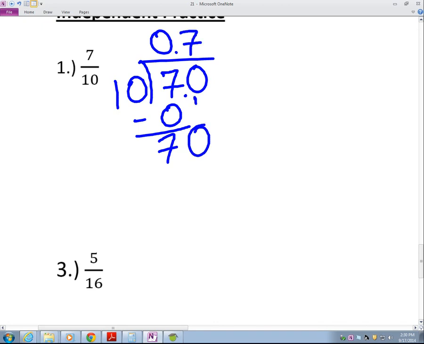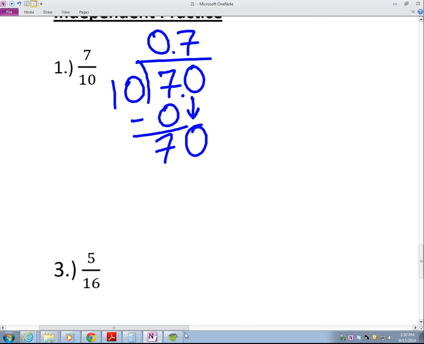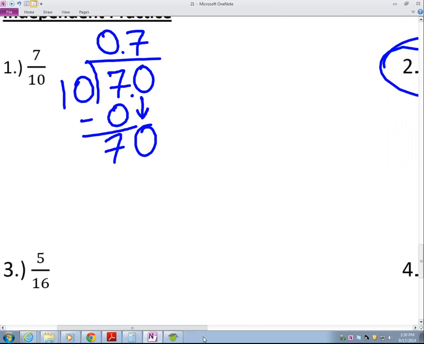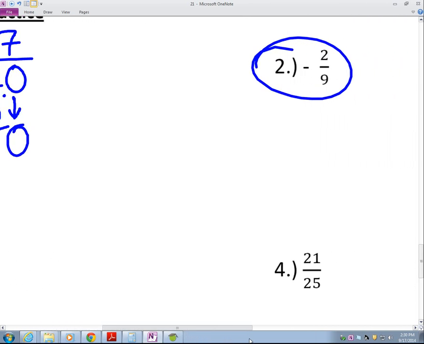This is what you should have for that one, and that just proves something you already knew from yesterday, that 7/10 is 0.7. Does everybody agree with me on that one? Yep. Okay. Next one.